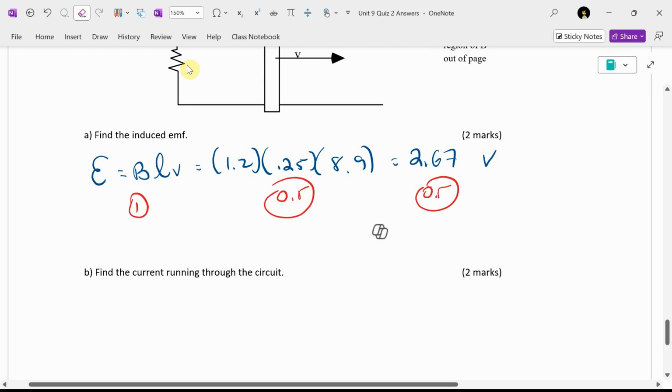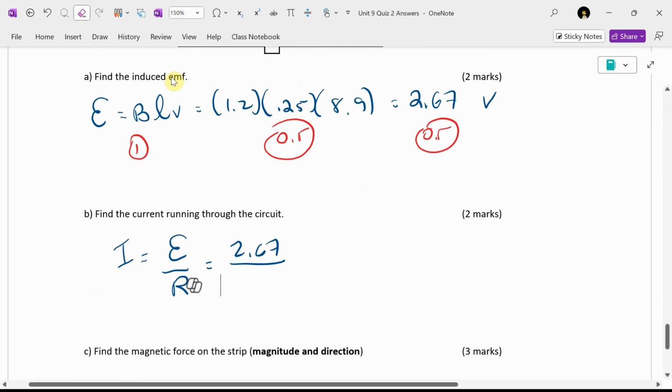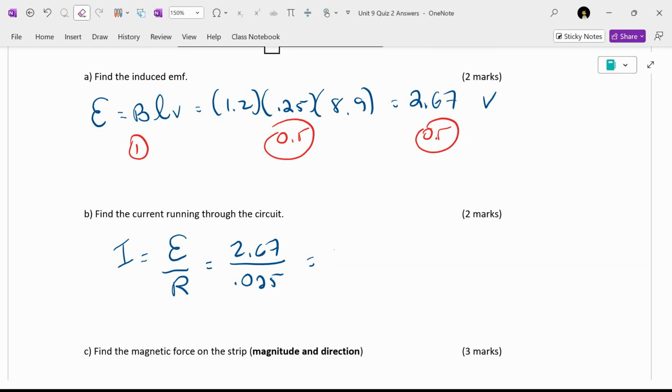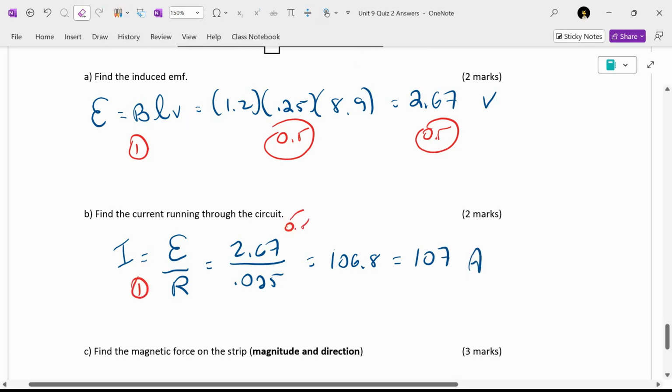Find the current running through the circuit. So I guess the current is going to be the voltage divided by the resistance, because V equals I times R. It's going to be 2.67 divided by, what was the resistance? 0.025. 107 amps, is that right? I see a nod. 106.8 or 107 amps. 1 mark for that, half mark for the numbers, half mark for the answer.